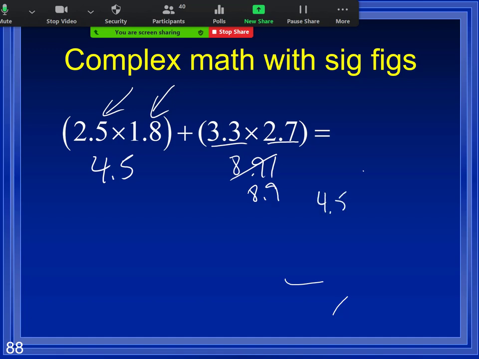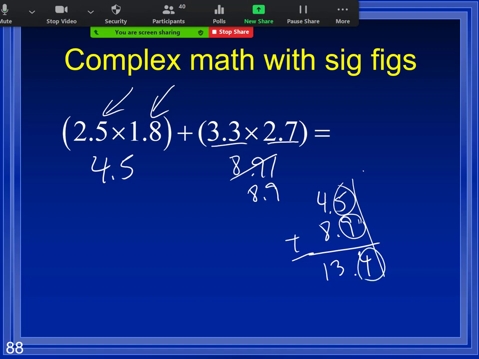And 4.5 plus 8.9. I get 13.4. Is that right there? Yeah, 13.4. Okay. Well, what about sig figs? Well, now I'm adding. So one sig, tenths place, so I round it off in the tenths place. So my answer is 13.4.